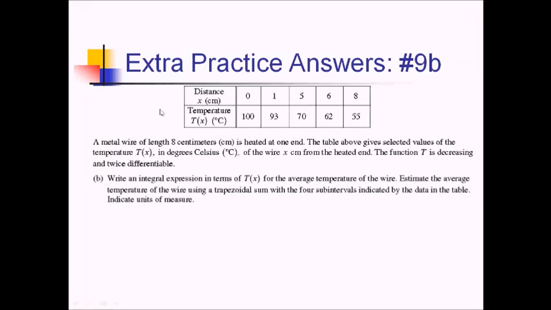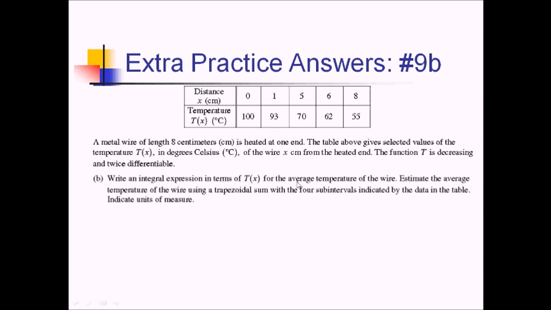For this problem, we have a metal wire of length 8 centimeters heated at one end. The table above gives selected values of the temperature of the wire x centimeters from the heated end. So clearly, as you go further and further from the end that's being heated, it's not going to be as hot. Heat doesn't conduct as much over the distance there.